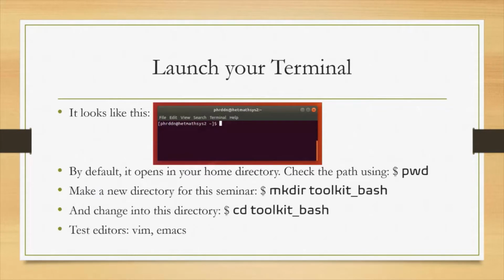First, launch your terminal. It looks something like this, a big black box with $ signs that indicate where you can type in your commands. To check where you are, you can use the command pwd, which stands for present working directory, and it'll return the path to where exactly your terminal is currently located.